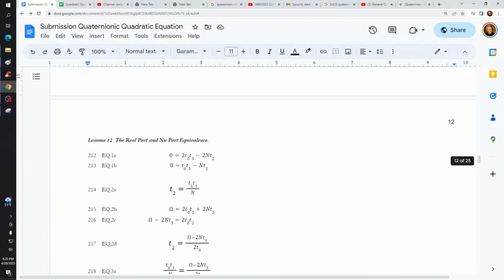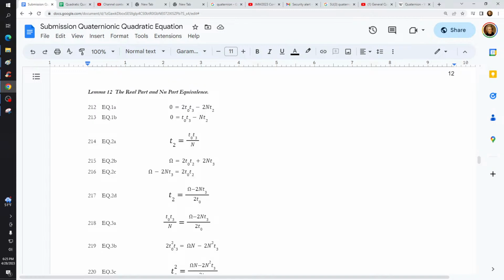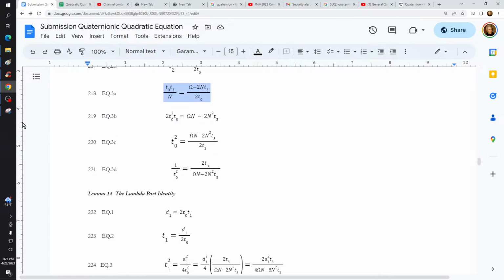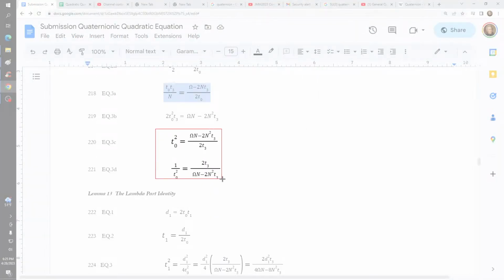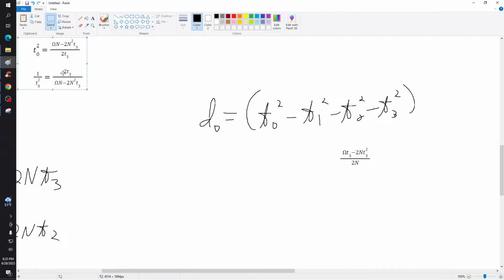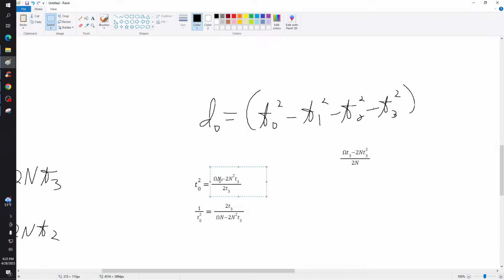All right, now we go and solve the same exact equations again for t2. So we get an equation involving t null and t3. We solve the other one, and we get t null equals something with t3 and t null again. We set these equal, and then we get t null squared is equal to this expression. And since we know that, that means 1 over t null squared is equal to this expression.